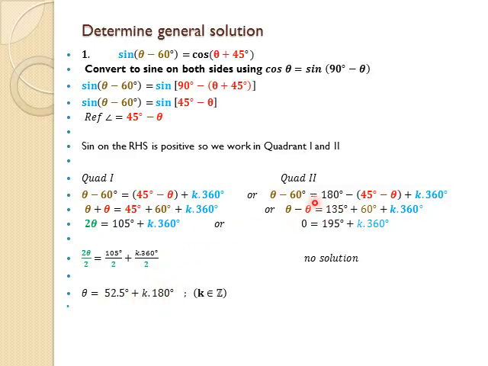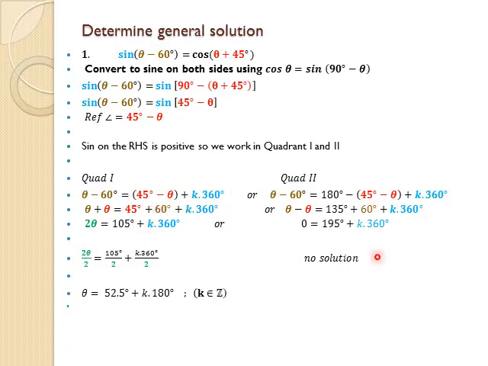On this side, negative times negative gives me positive theta. If I bring it over, it becomes negative theta. 180 minus 45 is 135. If I take negative 60 over, plus 60. 135 plus 60 gives me 195, but theta minus theta becomes 0. So 0 equals that, no solution. I'm not solving anything there. So here theta equals 52.5 plus k times 180, k an element of the integers.